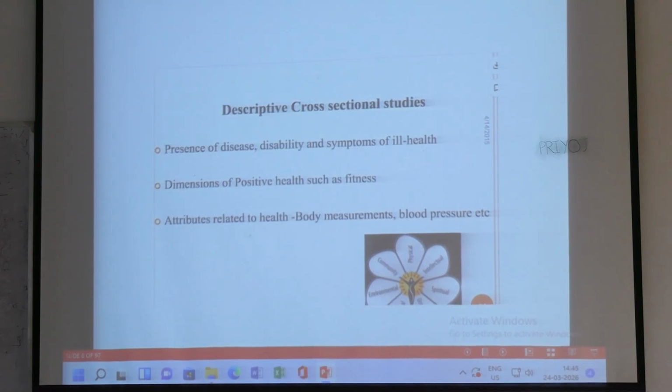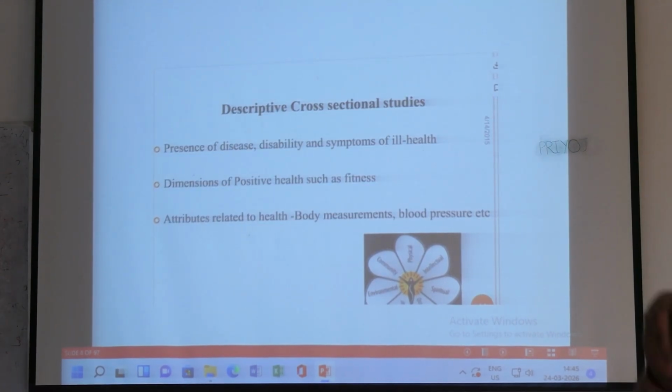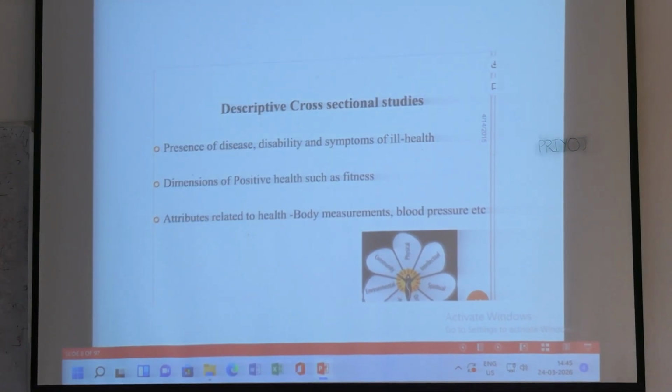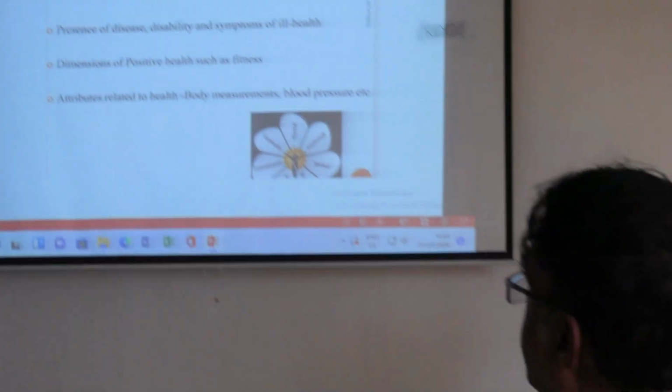Disease, disability and symptoms of health. Dimensions of positive health such as fitness. Attributes related to health like body measurements, blood pressure, etc. For example, a person who is fasting, do you expect his blood pressure to increase or decrease? Various studies have to show that.